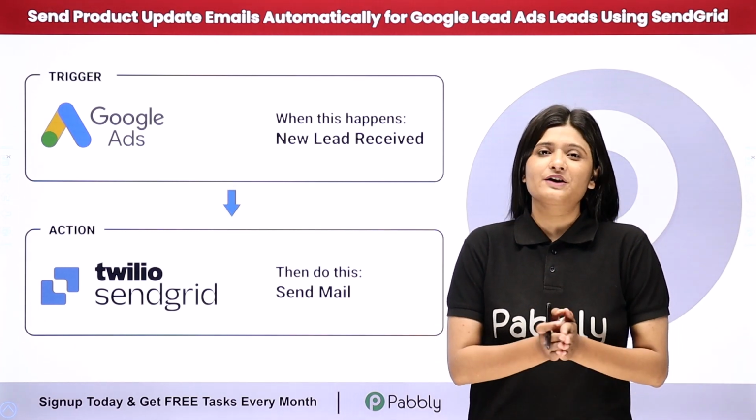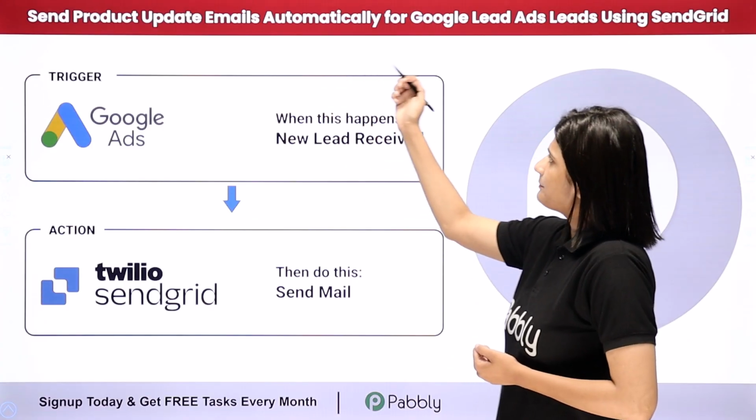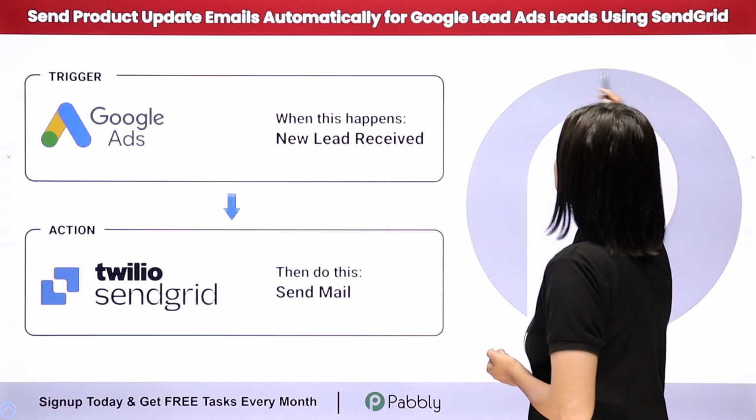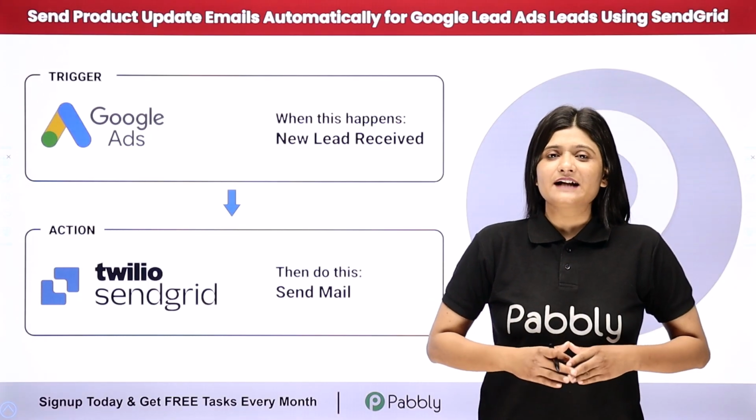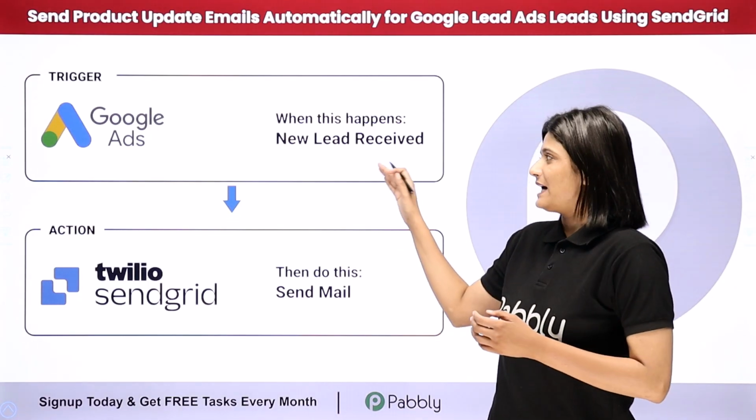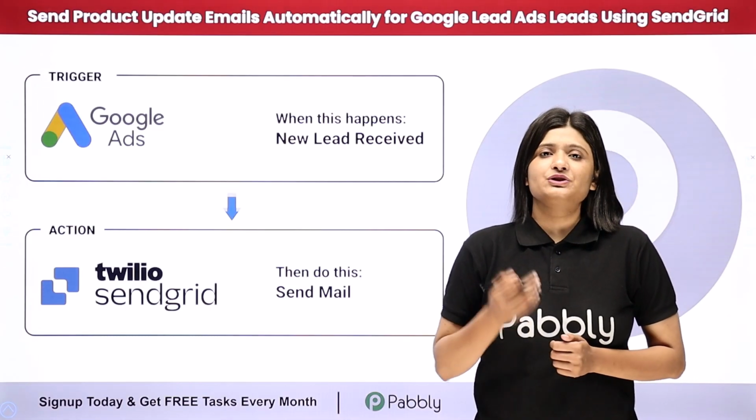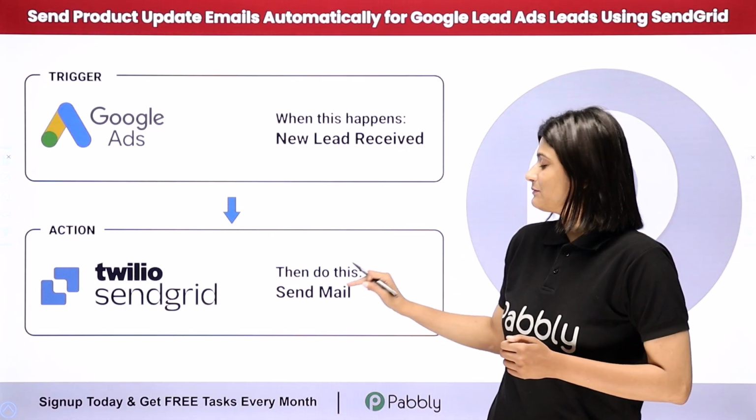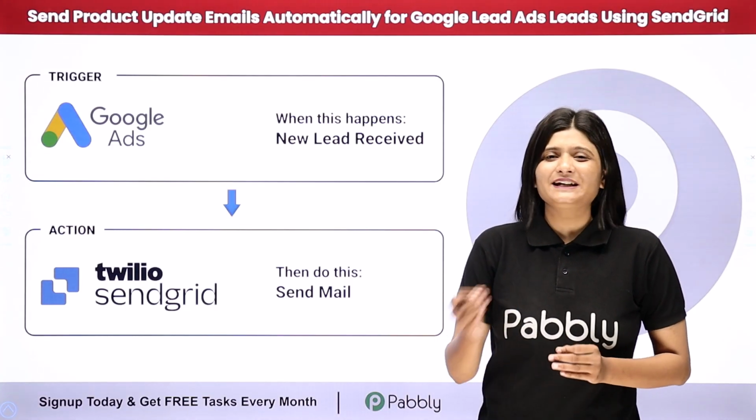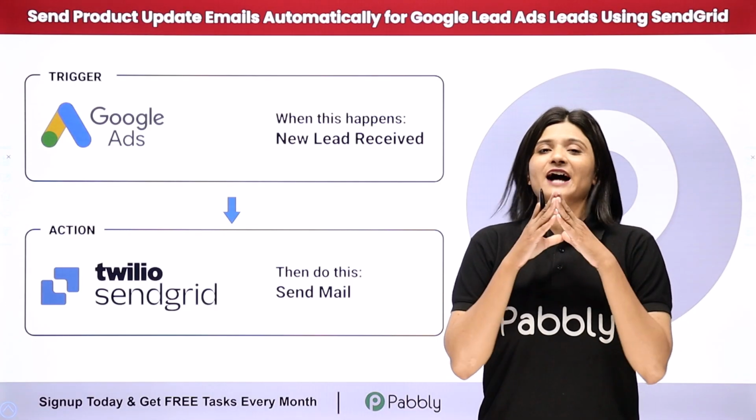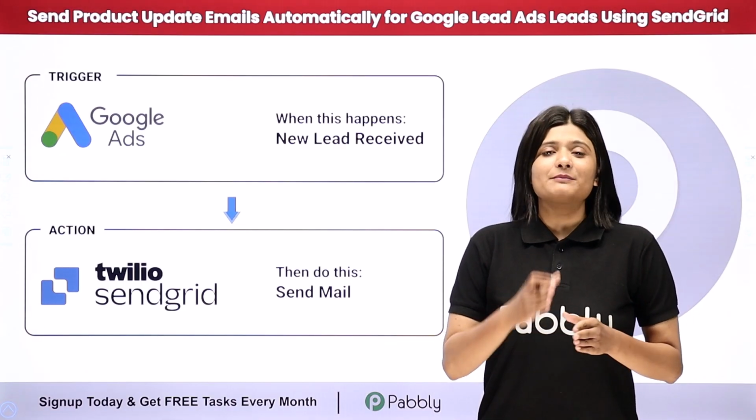In this video, we are going to learn how to send product update emails automatically for Google Ads leads using SendGrid. So let's suppose I am running a business and I am collecting all my leads using Google Ads. I want that whenever I receive a new lead, automatically I should send them the mail. Now doing this manually will consume a lot of my time, so I've completely automated this process, and to do this automation, I am going to use Pabbly Connect.